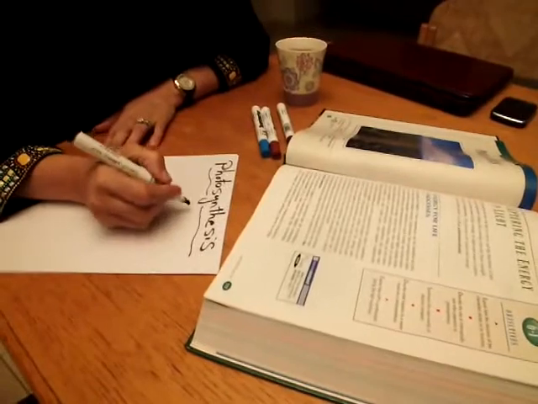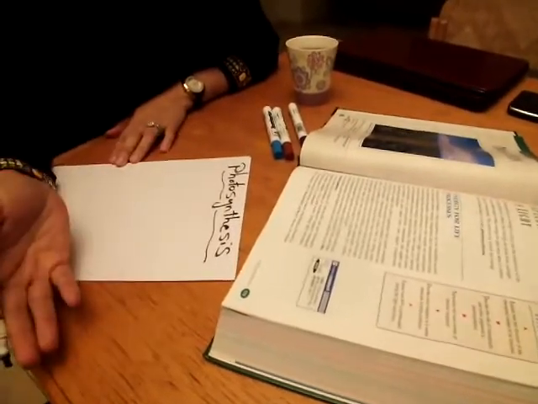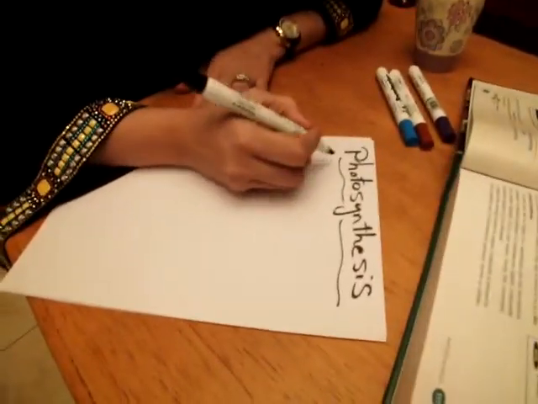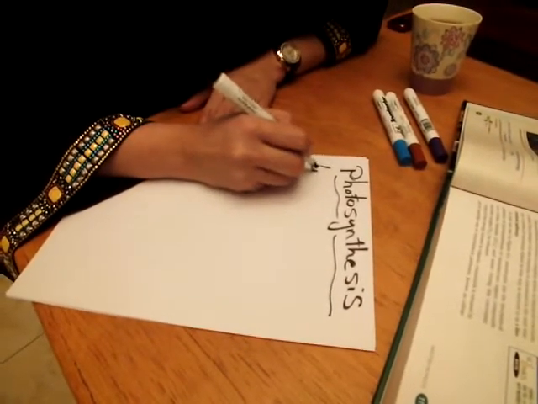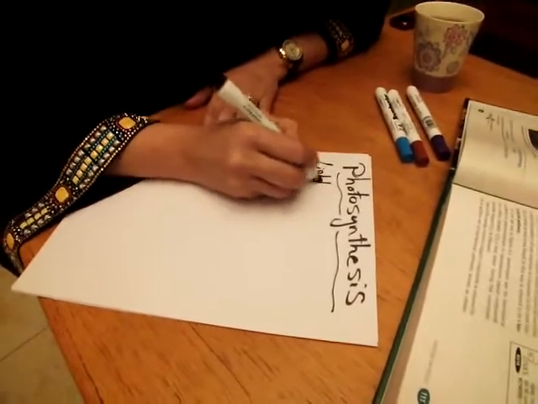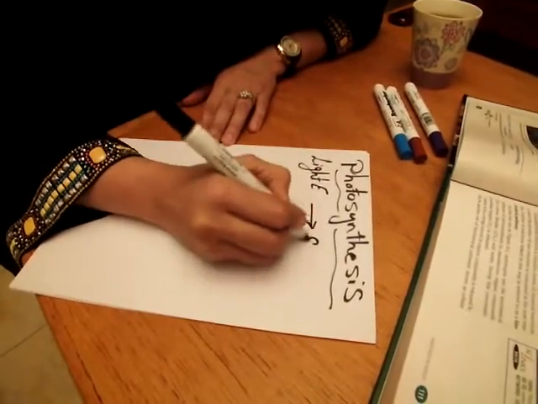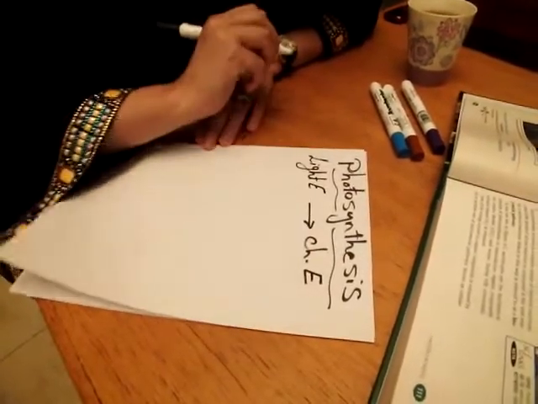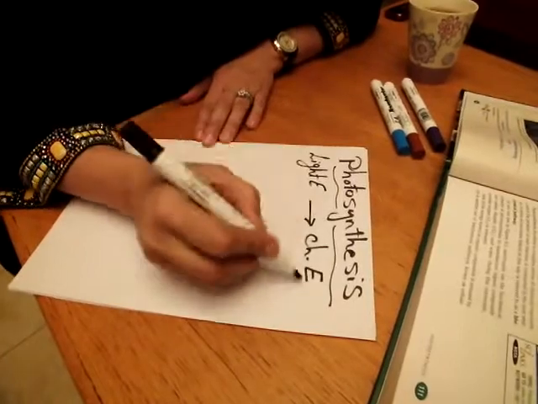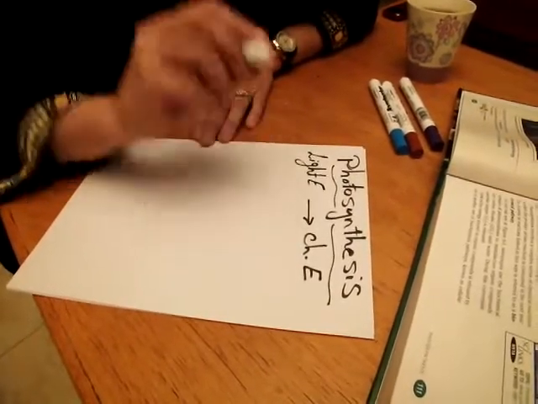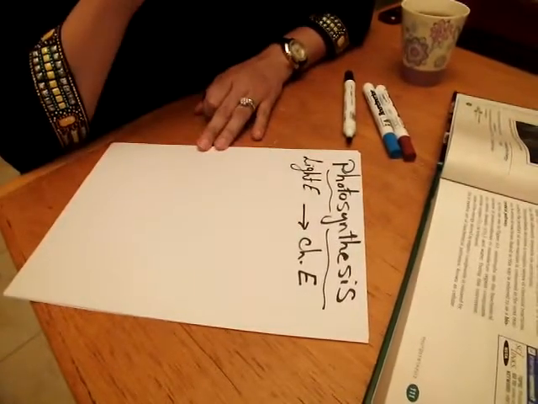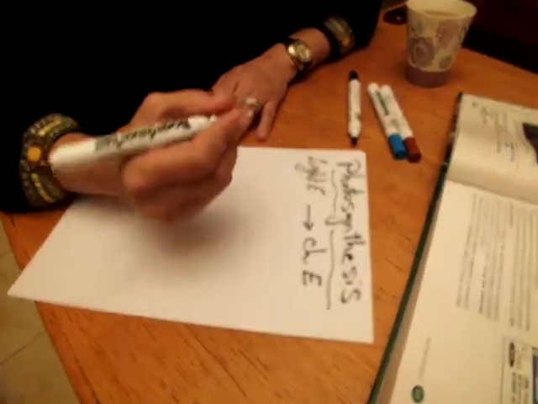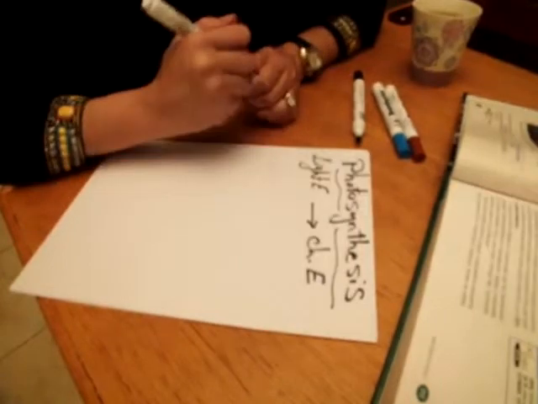Okay, photosynthesis is the process by which, you know this from your previous study, the plants convert light energy from the sun into chemical energy in food, okay? One important thing before I start, we want to revise what is the meaning of biochemical pathway.